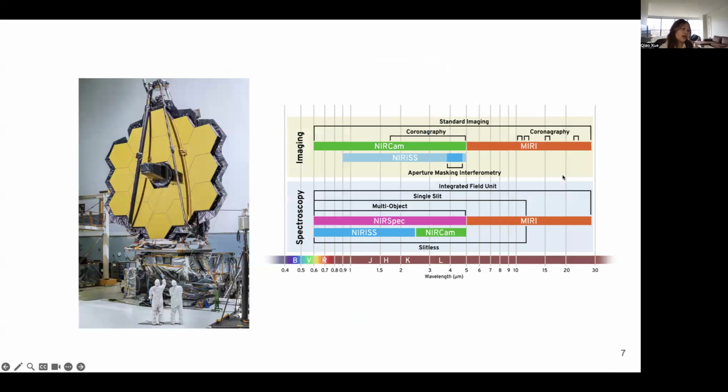Okay, so since our target temperature is merely about 600 Kelvin, which emits most of the energy as mid-infrared, we use the low resolution spectrometer on the mid-infrared instrument on JWST from 5 to 12 microns to take data.